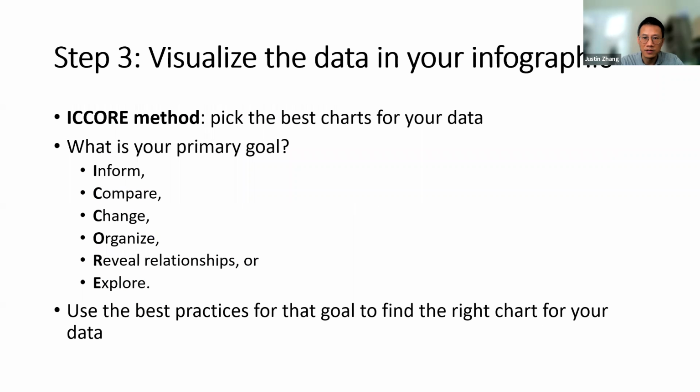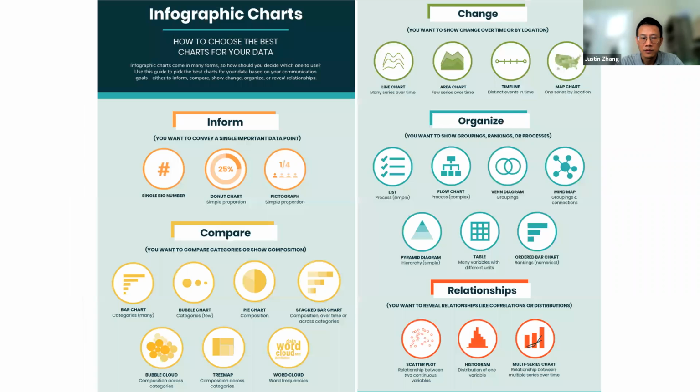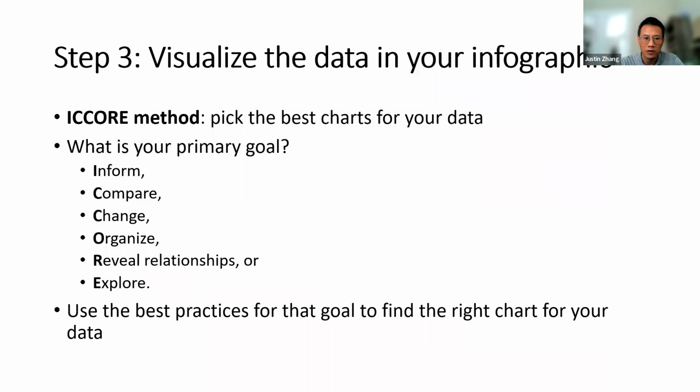Number 3 is to visualize the data in your infographic. Here we are talking about the ICORE method, which stands for the abbreviation of inform, compare, change, organize relationships, and explore. Essentially, by using this ICORE method, we want to choose the best type of charts for the visualization on your infographics. Inform, compare, change, organize relationships, and the last one is explore, ICORE.